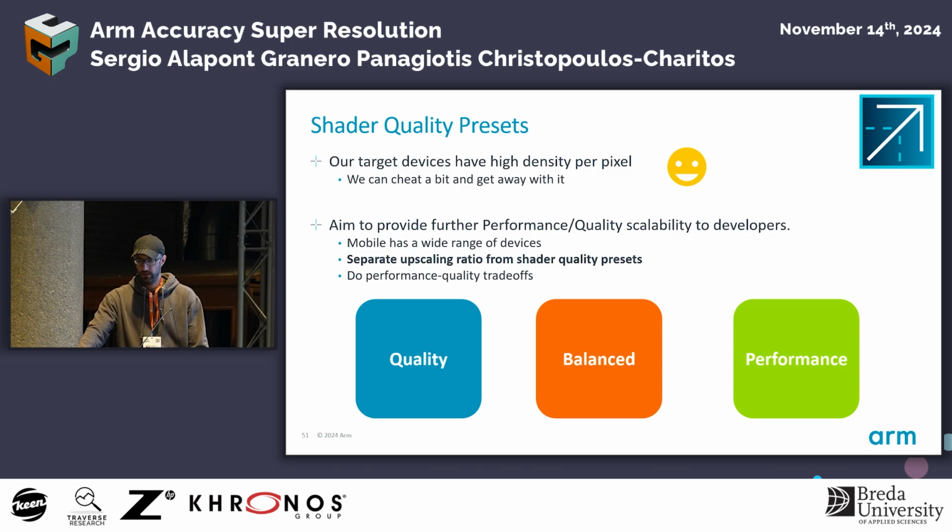Balanced tries to find the sweet spot between quality and duration and bandwidth. This is for less demanding content that is less sensitive to some minor quality loss. And finally, we have performance, which has more aggressive quality to performance trade-offs.